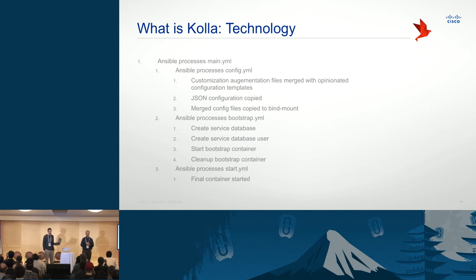What we have to do is we take a configuration that is our custom configuration, and we take the default configuration, we merge them together. We start the container the first time. Let's say we're starting a service like Glance. We start the Glance container the first time. We bootstrap it. By bootstrapping it, we initialize the database. We initialize the database users. Once the container is bootstrapped, we wait for it to exit, and then we start Glance.